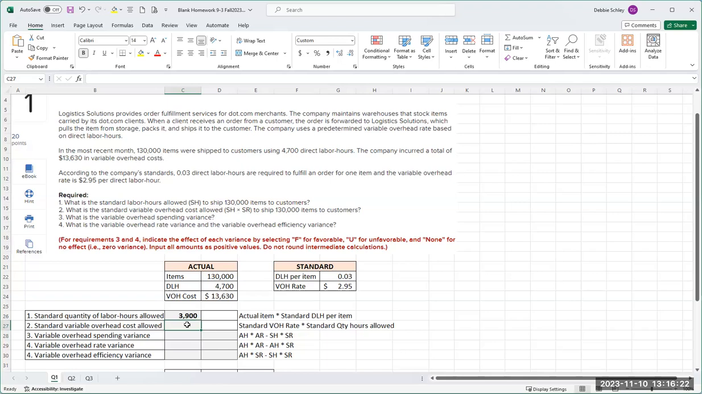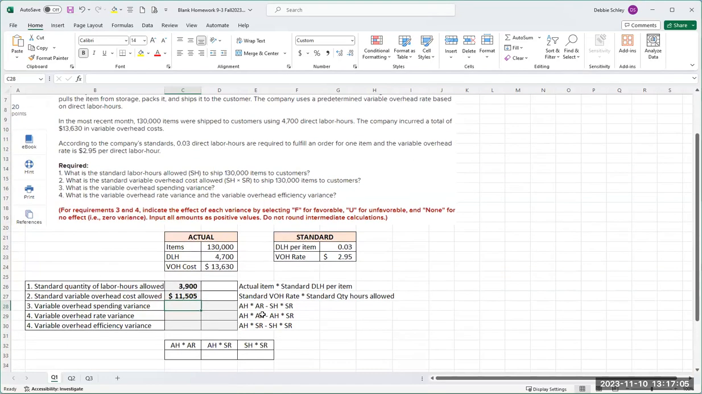So the standard is going to equal the items times the variable overhead rate per, oh no, I did that wrong. Sorry, I was thinking of something else. So that is going to be the standard quantity of hours allowed, right? Because we need it in hours because this is a per hour rate. So it's the answer to number 1 times the variable overhead rate per hour, for 11,505.